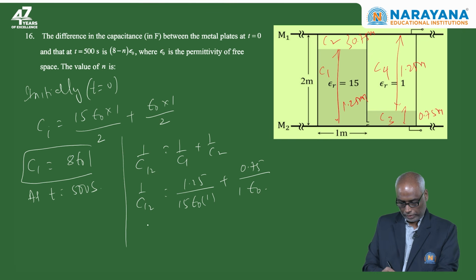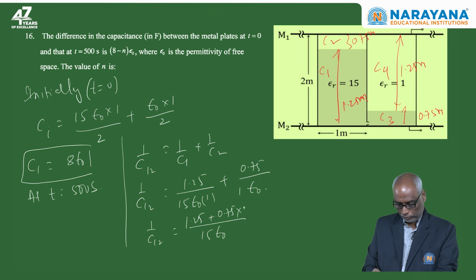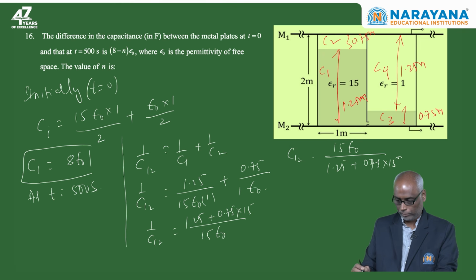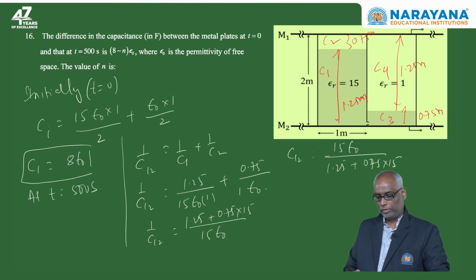Now, from this equation we can say 1 divided by C12 equals (1.25 plus 0.75 into 15) divided by 15 epsilon naught. So C12 equals 15 epsilon naught whole divided by (1.25 plus 0.75 into 15). This is the effective capacitance between the portions of the left chamber.